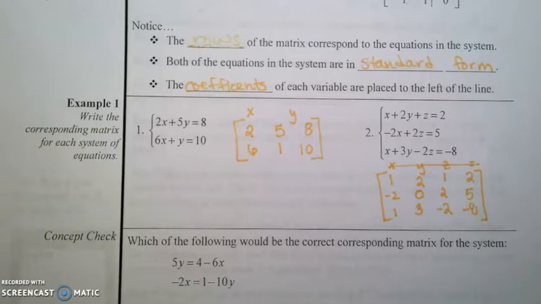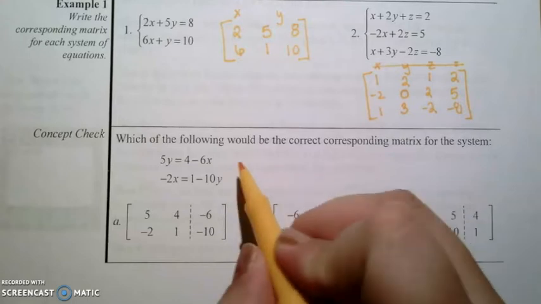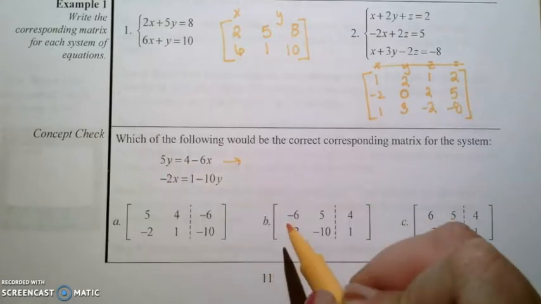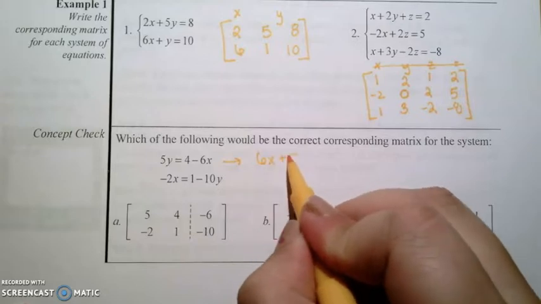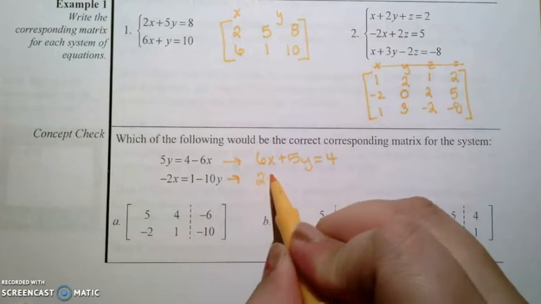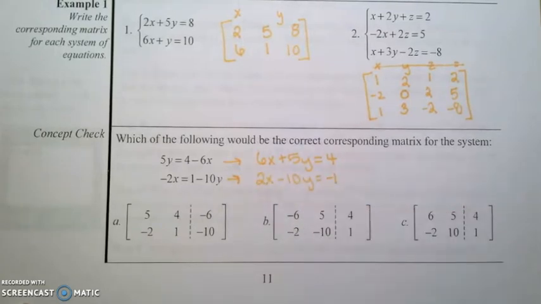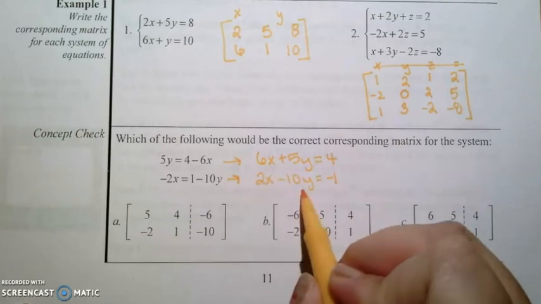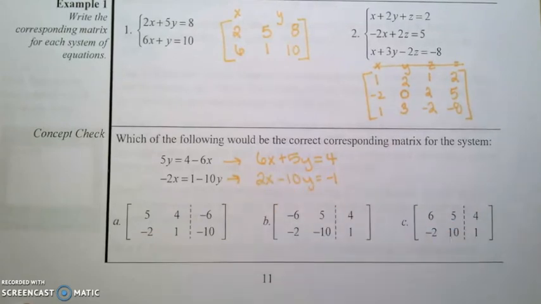Okay, go ahead and try the concept check. Again, pause the video and then check your answer. So we need to first write these in standard form. So I need x and y to be on the same side of the equal sign. You should get 6x plus 5y equals 4. And for this one, we should have 2x minus 10y equals -1, or -2x plus 10y equals 1.